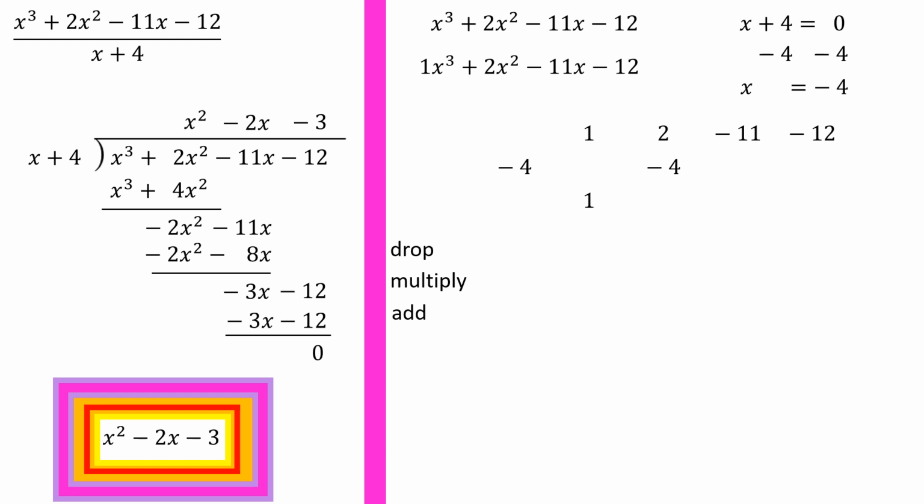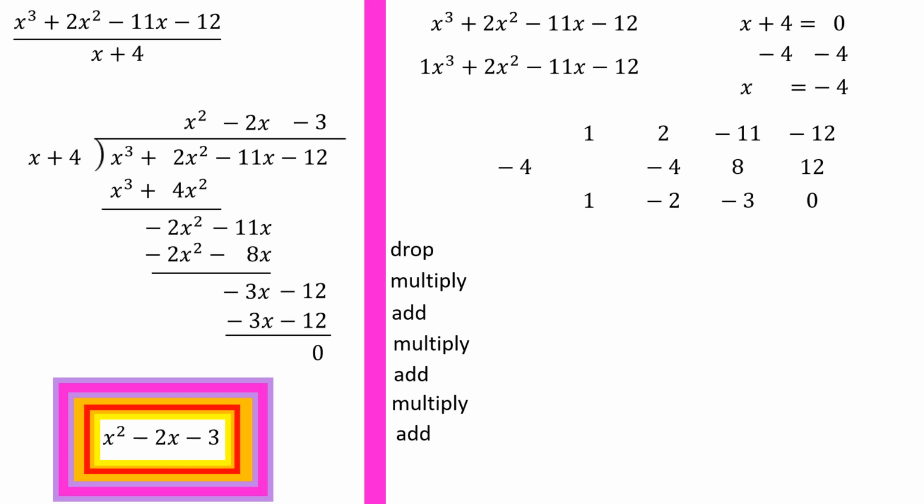Add 2 plus negative 4. That gets me a negative 2. Multiply. Negative 4 times negative 2 makes a positive 8. Add. Negative 11 plus 8 is negative 3. Multiply. Negative 4 times negative 3 is a positive 12. Add. Negative 12 plus 12 is 0.